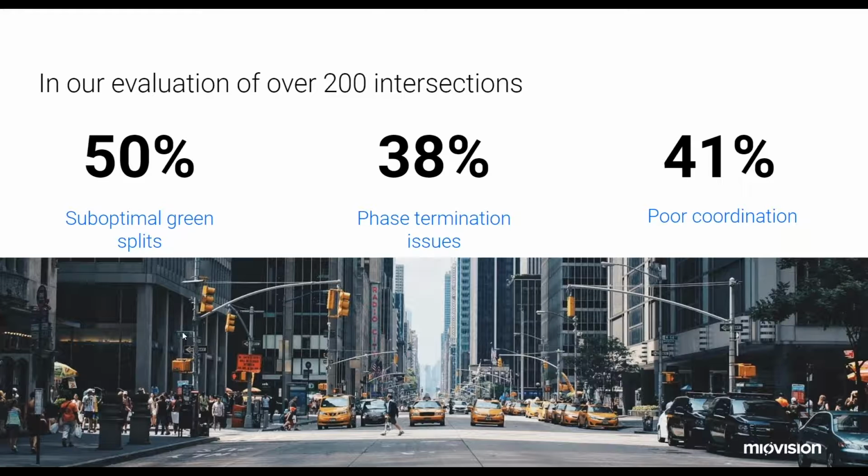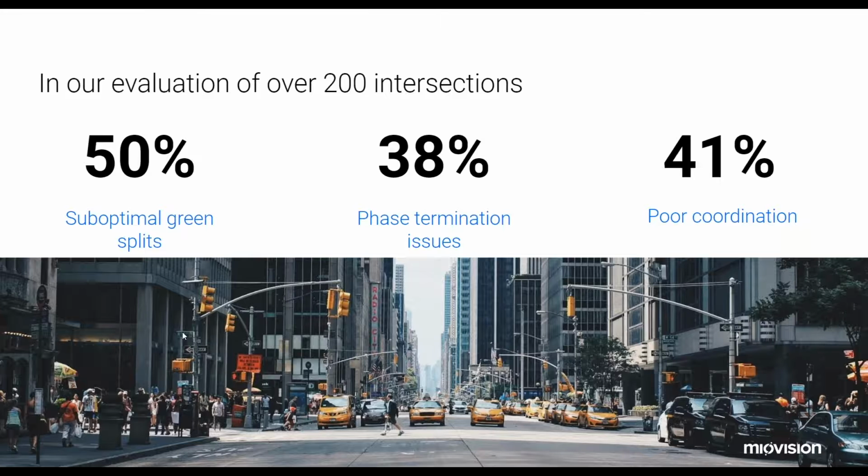I personally have evaluated more than 200 intersections. This was a paper that we presented at last year's ITS America conference, and surprisingly, these three problems are quite common in a lot of agencies. About 50% of the intersections that we evaluated had some kind of suboptimal green split that could have been addressed. 38% had phase termination issues, and 41% of the corridors were impacted by some kind of suboptimal configuration that was causing poor coordination.